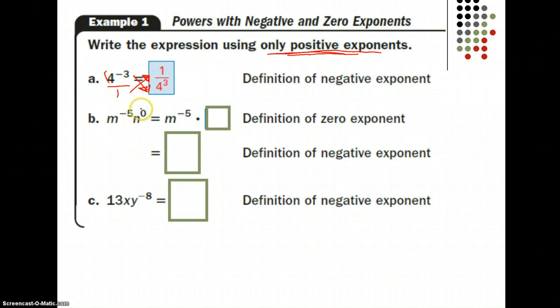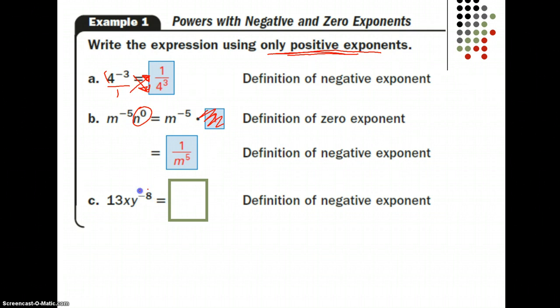For b, the first thing we need to do is change this n to the 0 power. Well, n to the 0 power is 1. So it gets rid of that right away. Honestly, you don't need this 1 anymore because anything times 1 is itself. Now take m to the negative fifth and make it positive. So put it into the denominator and make it positive, and 1 in the numerator.